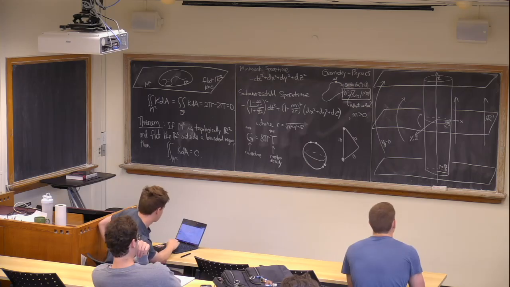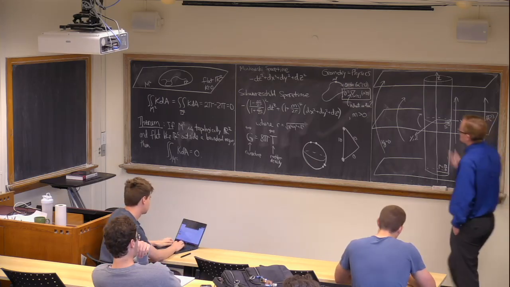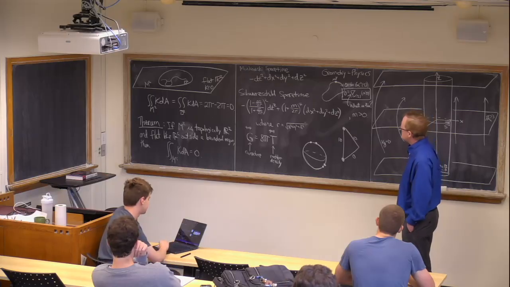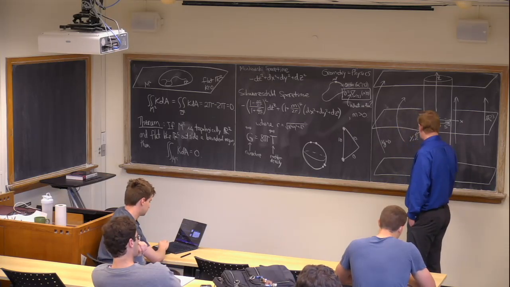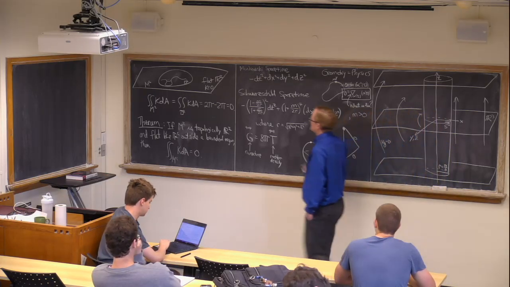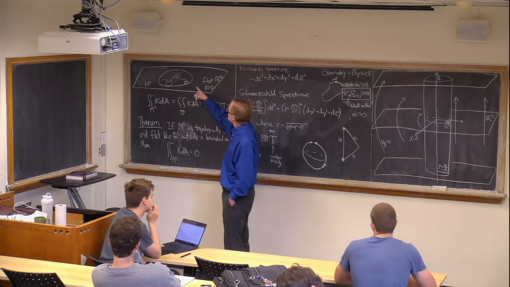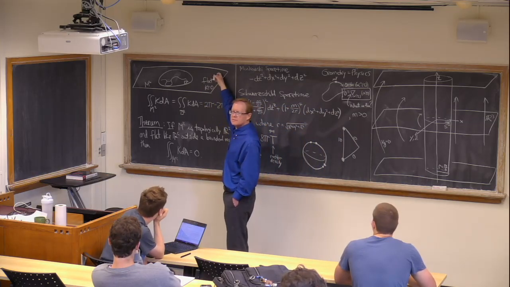Yeah. And so this is what the Schwarzschild metric is. Let me show you some more pictures. Let's make a connection to this discussion we had earlier on, by the way. Remember when I said it's flat R2?